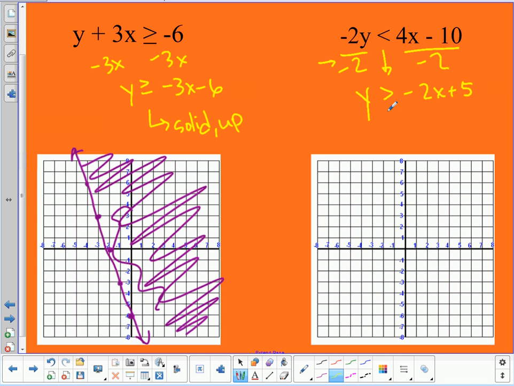So there's my inequality that I'm working with. I want to have a dotted line this time, and I want to shade up. So positive 5 y-intercept, and then down 2, right 1, down 2, right 1, and do that a few times so you can make a nice line. All right, dotted line, and shade up would be shade this direction.